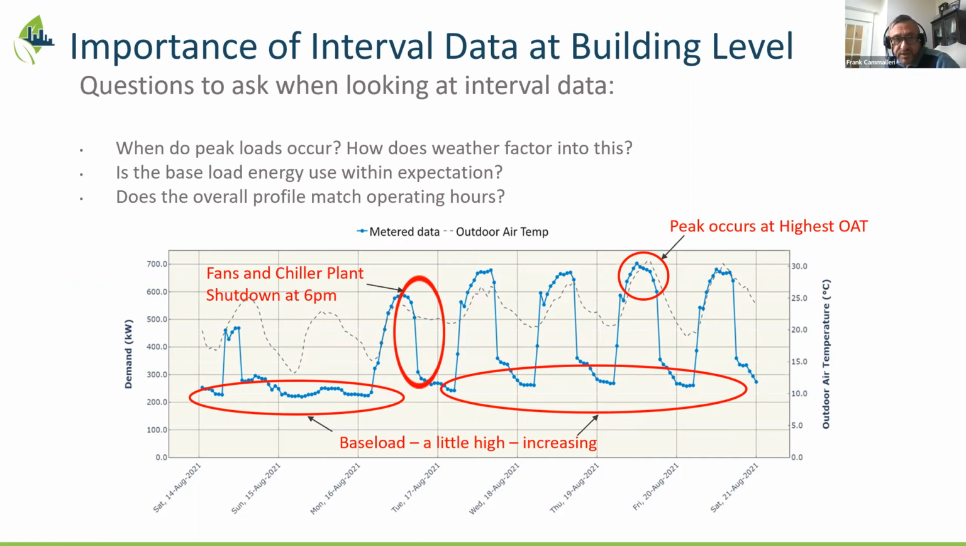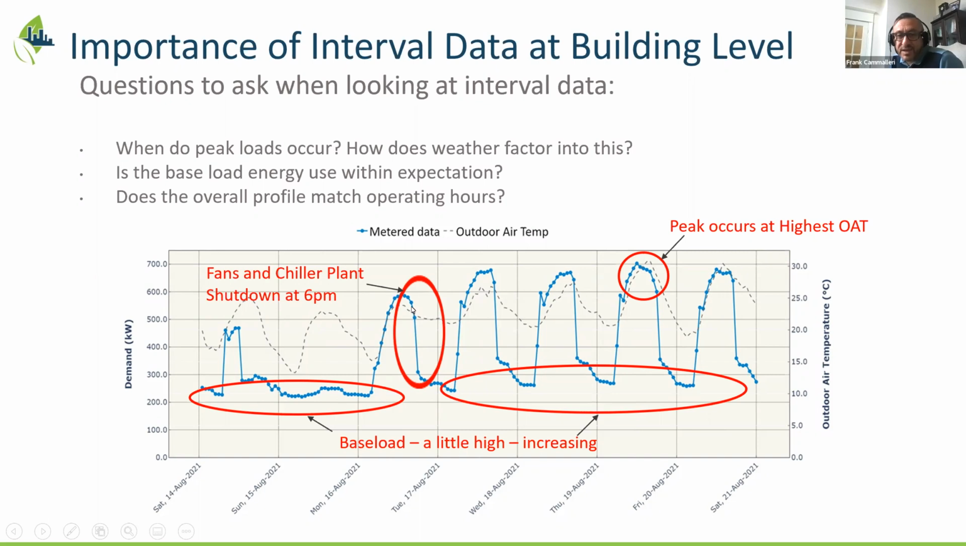Another one I thought I'd show here is the overall profile match, sort of the operating hours, as you can see over here, pretty well every single day, happening over here and over here and over here, and pretty well all through the 5 days. And there's some occupancy on the weekend, just for a short period of time, but you can see that the demand follows. Fans are shutting down. The chiller plant shuts down, right? So again, this is what you can do with this data, and this is not always the case.